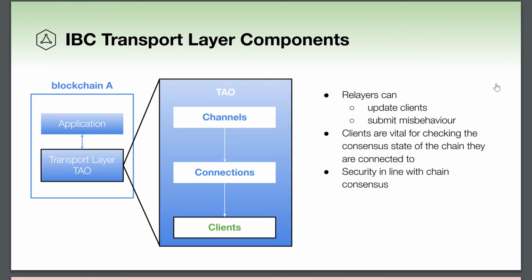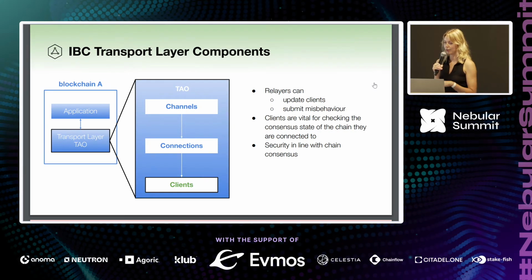And relayers are responsible for updating these clients. So they will submit block headers to the clients, and then this will be used to verify the consensus state of the counterparty chain. And relayers can also submit misbehavior if they think there's like a hard fork or some misbehavior. They can also submit this to the client.